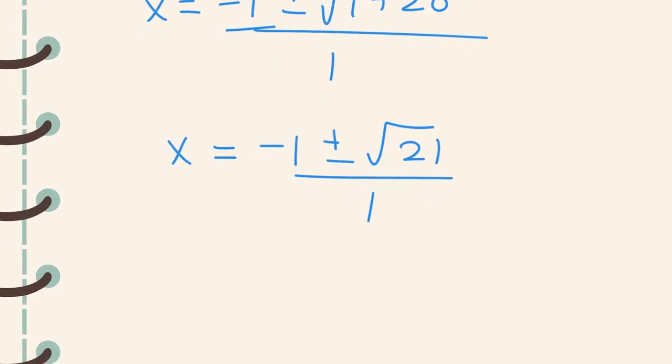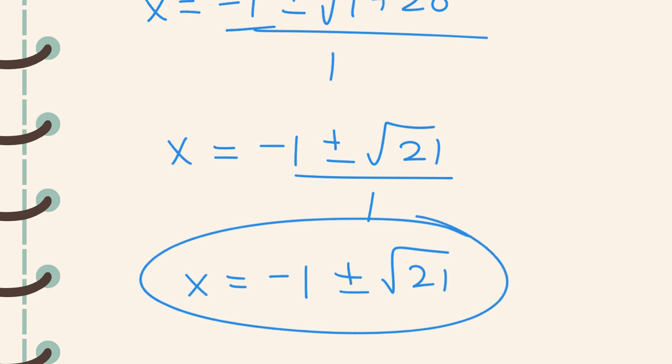Now anything divided by 1 is going to be the number itself. So x equals negative 1 plus or minus the radical of 21. I'm going to have you leave it like this because, again, we're not using calculators. So just simplify it to where you're solving for x.